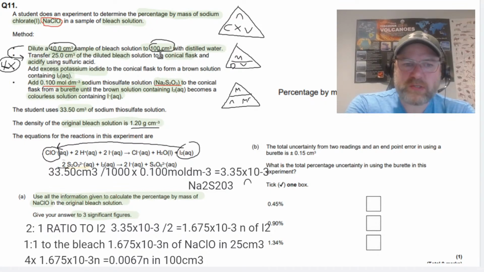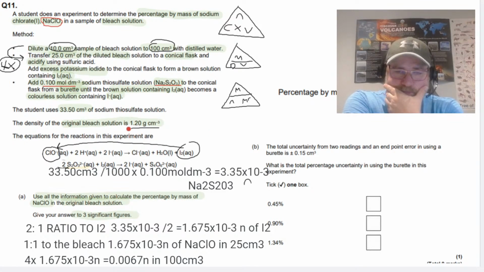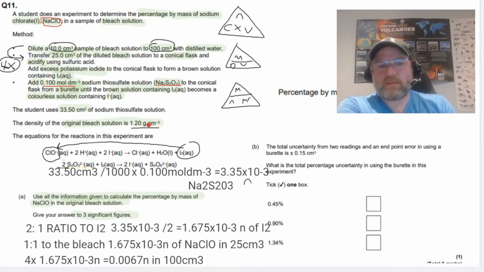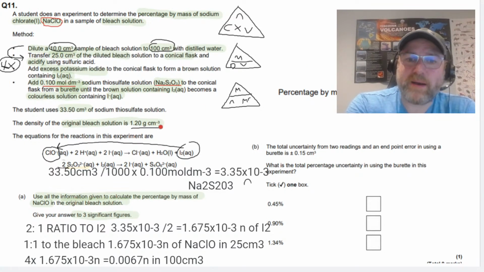So it tells us the original bleach was 10 centimeters. Check this out. We had 10 centimeters of the original bleach, and it's 1.2 grams per centimeter cubed, which is the density. We've got the volume and the density, so if we use the density equation, mass over volume, we do 10 times 1.2, because we've got the density and the volume, and we'll get the mass.